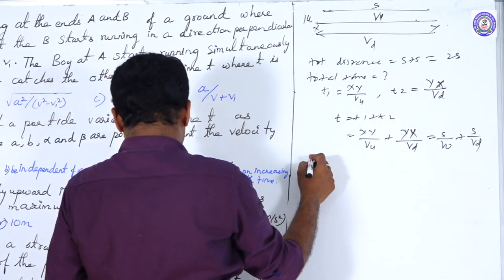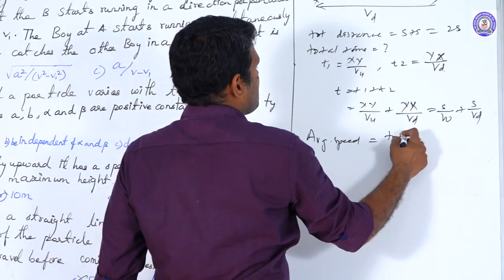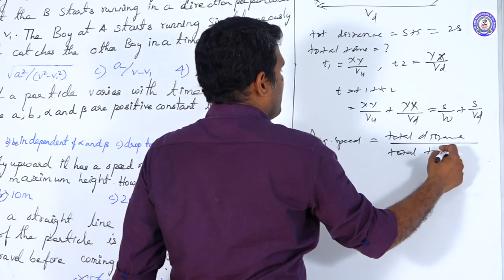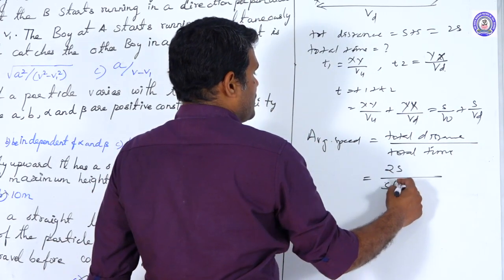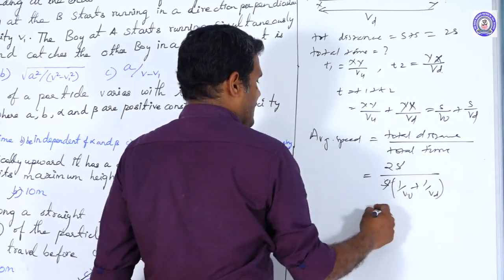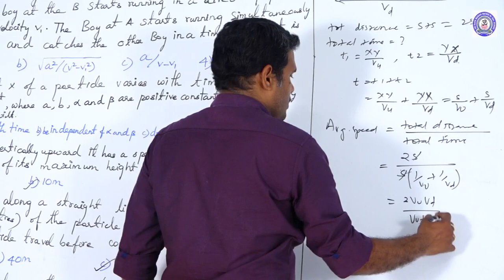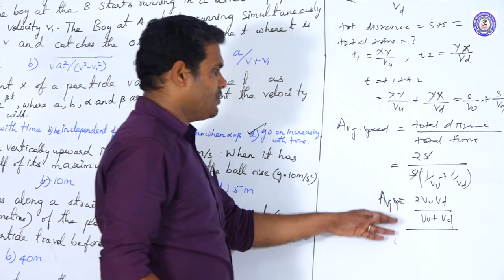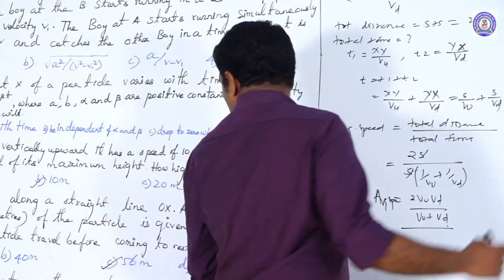You can calculate the average speed here. Average speed is equal to total distance traveled divided by total time. Because we are calculating speed here, total distance traveled is 2s divided by s into 1 by vu plus 1 by vd. This gets cancelled out. So you will get 2 vu vd divided by vu plus vd. This is the average speed. So average speed is equal to the harmonic mean of the individual speeds. Right. Question number 15.